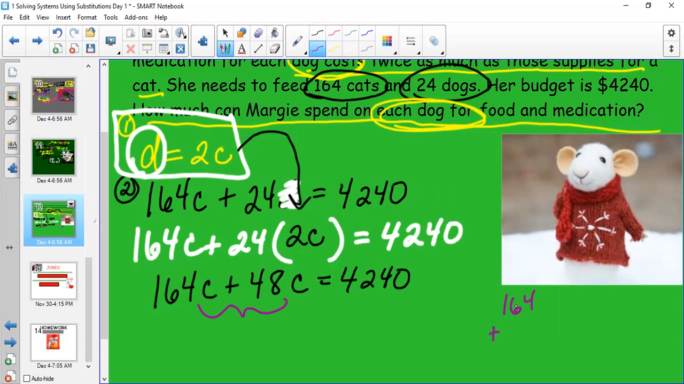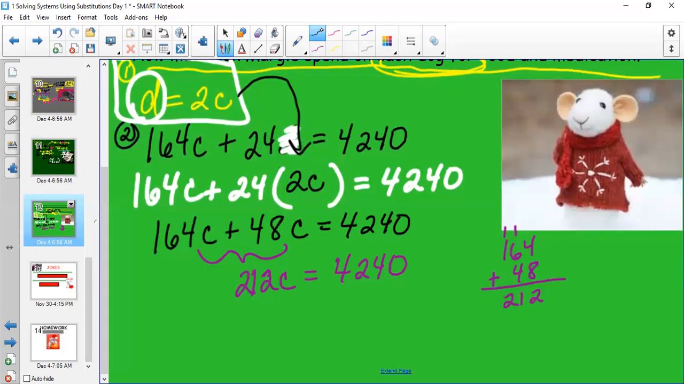164 plus 48 gives us 212C. That equals 4,240. And I would then divide it by 212. I'm going to cheat here and use my calculator. So 4,240 divided by 212 gave us an answer of 20.